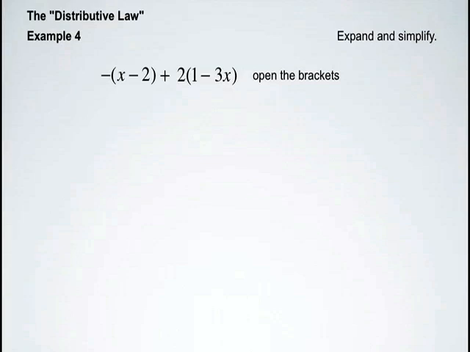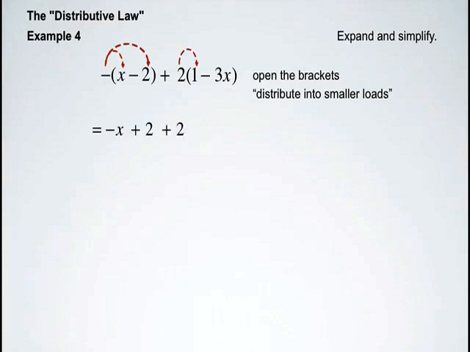So, to do this example, we have to open the brackets. Last time we opened the brackets, there were no numbers in front, it was just signs. Now we're having numbers in front of the brackets as well. So we're going to distribute this into smaller loads if we look at it with our laundry analogy. Negative 1 times x is negative x. Negative 1 times negative 2, same signs, positive 2. 2 times 1, positive 2. 2 times negative 3x, negative 6x.